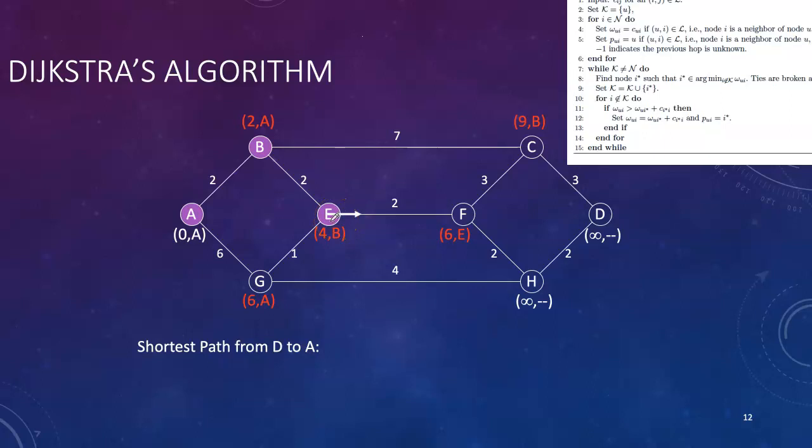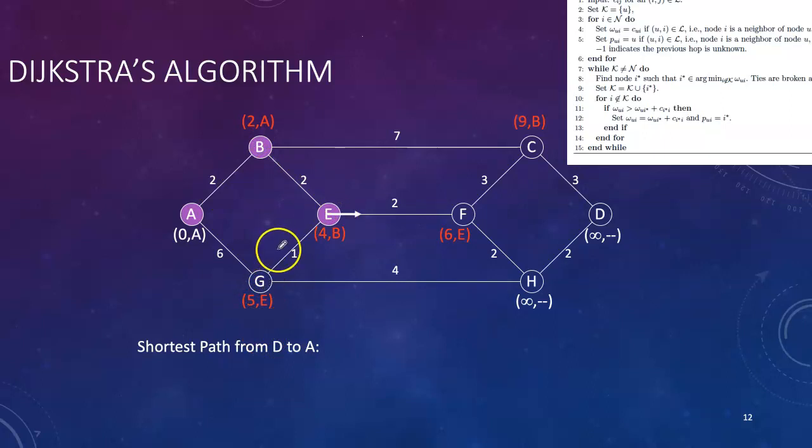From E, we can go to G with a cost of 1, so we can now update the cost of G from 6 to 5, and we can update the previous hop neighbor from A to E. So although the number of hops has increased from 1 to 3, the cost to node G has now reduced.